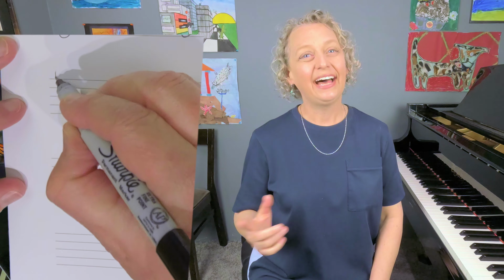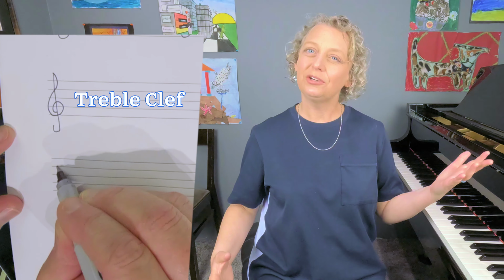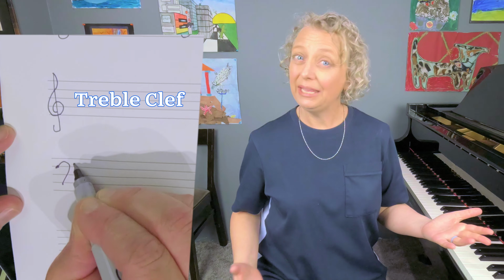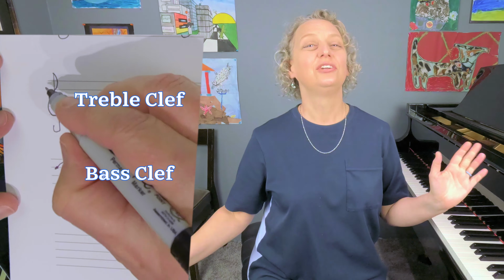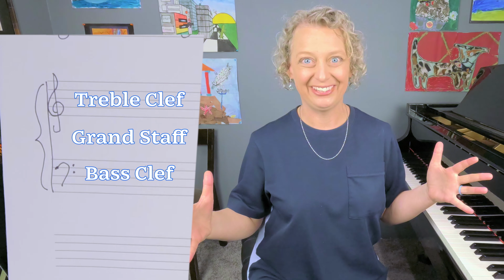New vocabulary time. Music has what are called clefs to tell us information about finding the alphabet letters on the staff. Most instruments only use one clef, but the piano has so many notes and is played with both hands, so we use two clefs. The higher notes are located on what is called the treble clef, and the lower notes are located on what is called the bass clef. Together, they are called the grand staff.